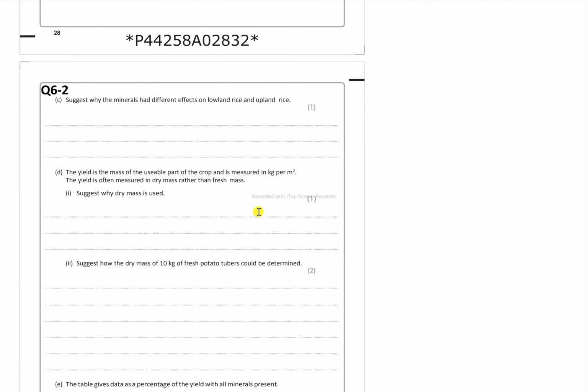Let's keep moving on. Suggest why minerals had different effects on lowland rice and upland rice. It's because it's a different species. It's a one marker. You could also have different amounts of, or different levels of, soil erosion.